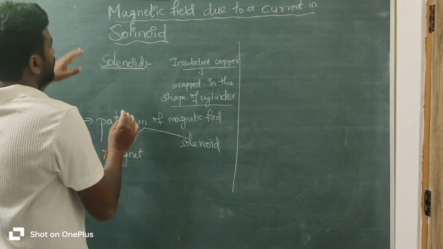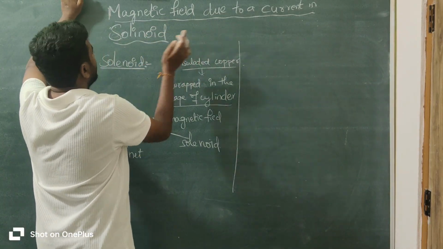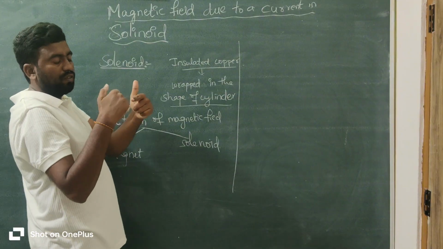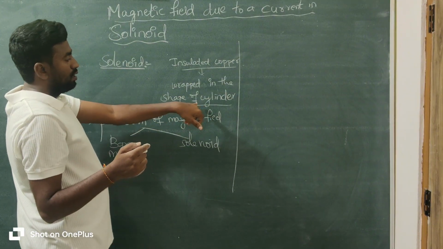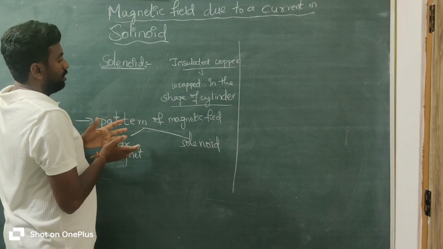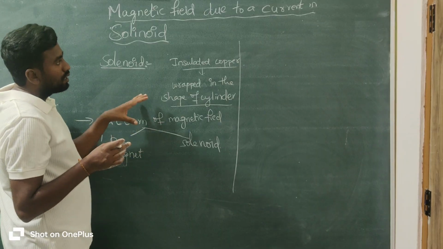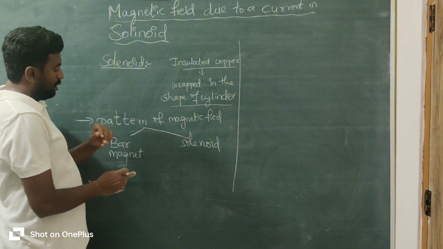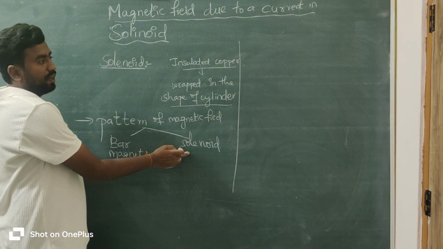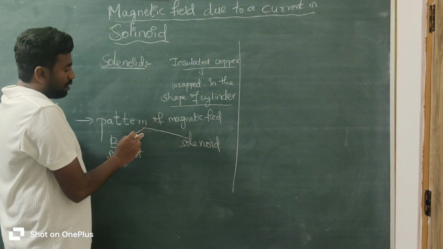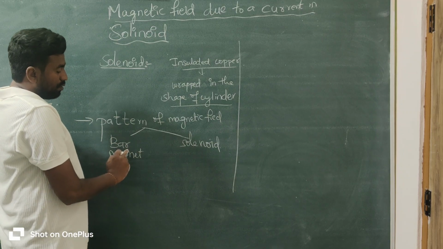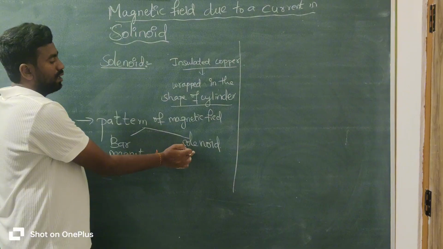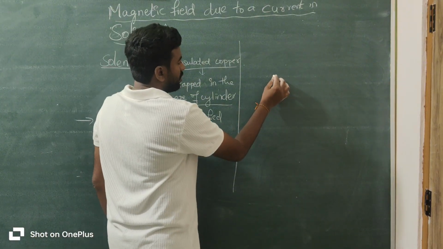Next, we discuss magnetic field due to current in a solenoid. Solenoid means an insulated copper wire in the form of a cylinder. We call it a solenoid. Now, in this case, we have to observe that the pattern of magnetic field of a bar magnet is the same as that of a solenoid. Let's see how. Let's take a copper wire.